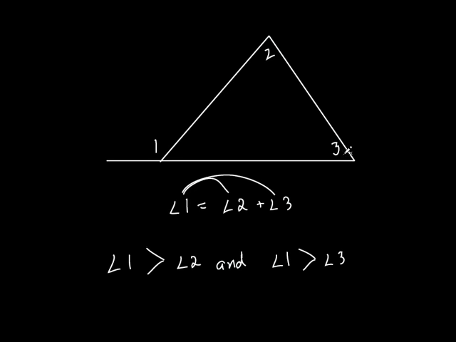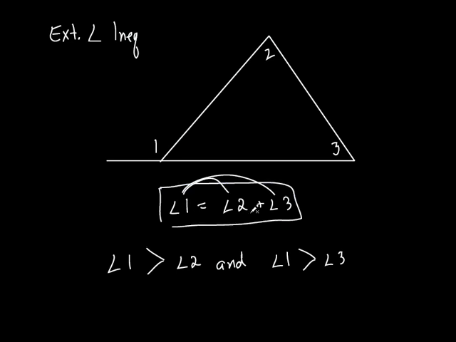Okay, so that's actually a theorem right there. That's theorem 5.8, but I don't care what the number is. They call it the exterior angle inequality theorem. Let's write that down: the exterior angle inequality. So it's not just the exterior angle theorem, because that's what we learned before. The exterior angle theorem was this one right here, that angle 1 was equal to angle 2 plus angle 3. But this one is the inequality theorem.